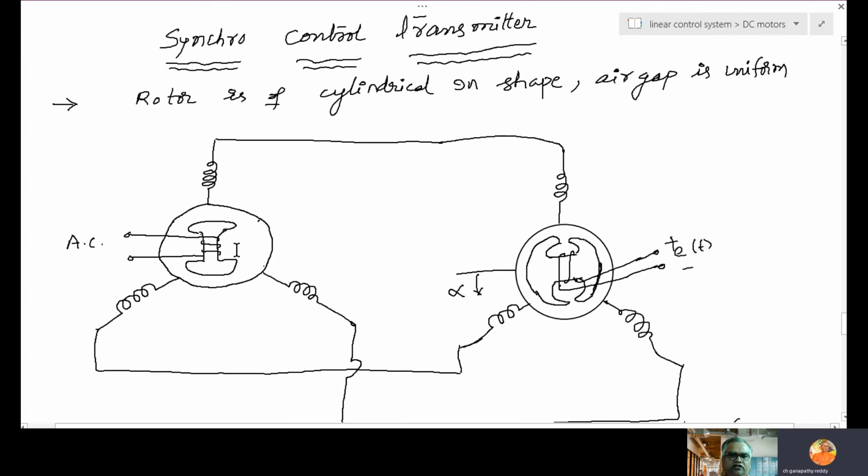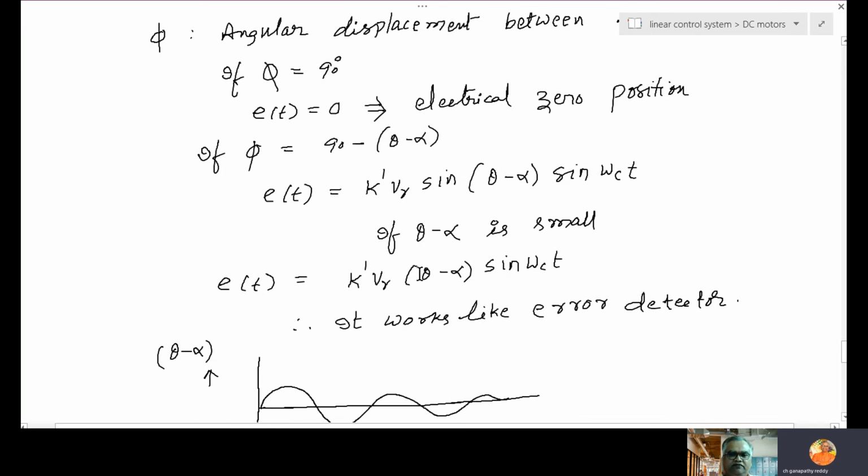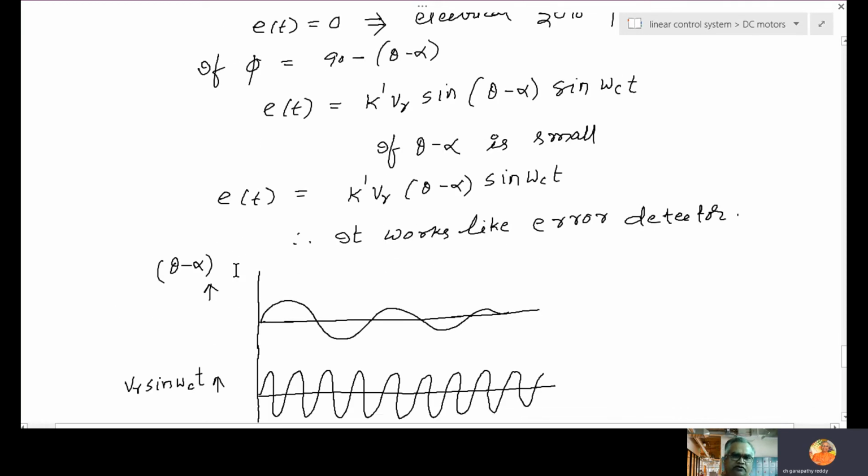So this is also a rotor rotating with some speed. This rotor is also rotating with some other speed. The speed difference is theta minus alpha. If two rotors are rotating with different speeds of theta and alpha, then this error voltage will be different accordingly. If the difference is zero, error voltage will be zero. So theta minus alpha can be positive or negative. Theta minus alpha positive means theta is more than alpha. Theta minus alpha negative means alpha is more than theta, because they are rotating at different speeds now.